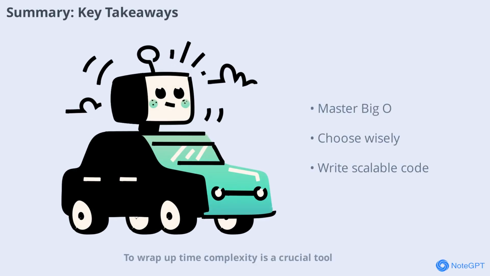To wrap up, time complexity is a crucial tool for understanding and improving algorithm efficiency. By mastering Big O notation, analyzing different cases, and choosing the right data structures, you can write code that scales and performs well in any situation. Keep these principles in mind as you tackle new programming challenges.